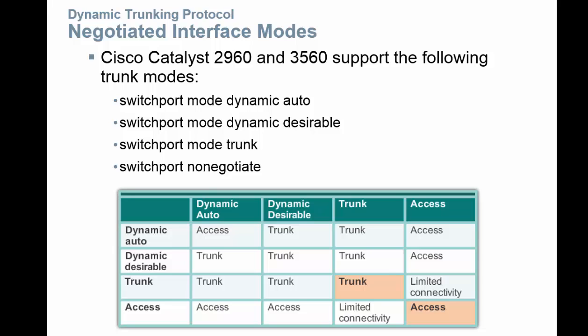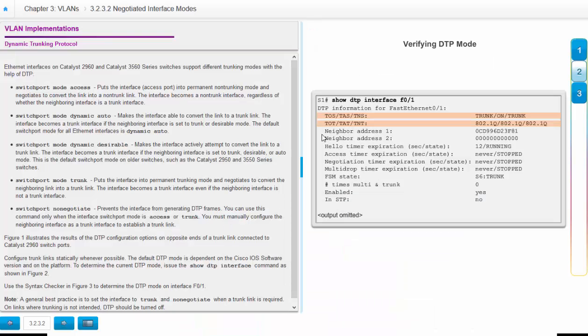To determine your current DTP mode, you issue the show dtp interface command to see what mode you are in. Here you see we've done the show dtp interface, and we've told it which interface we want to show. You see that it's trunked and it's using the 802.1q. So this shows you which interface it's using.